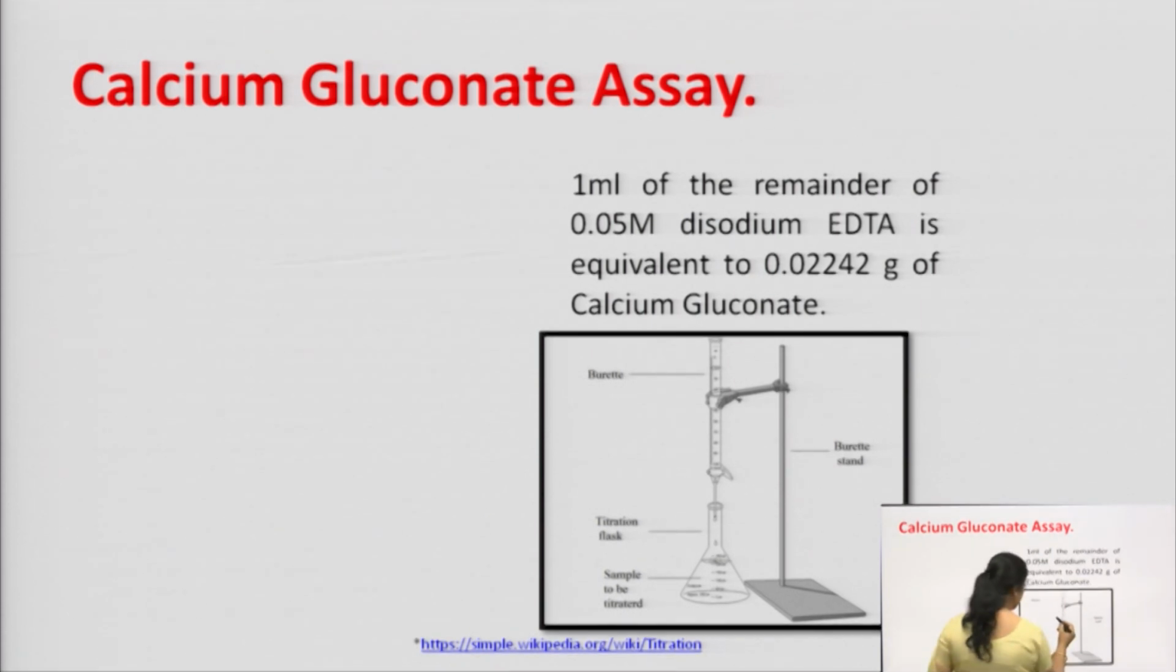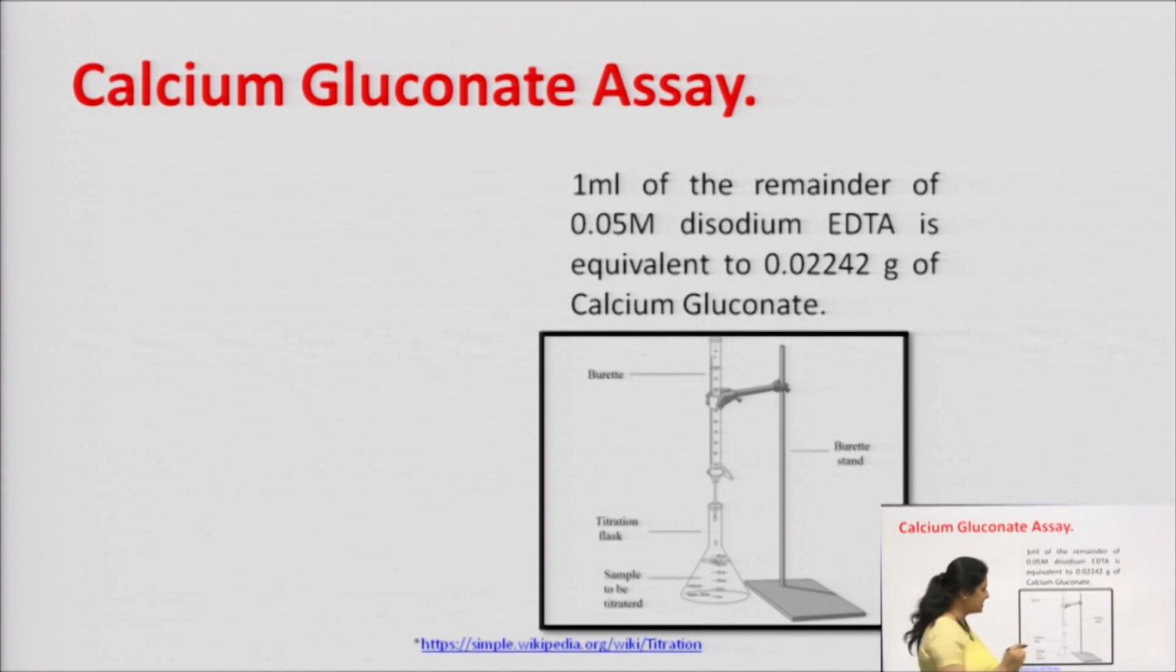You can have a look at the assembly here. This is a burette which is going to contain the titrant. The compound which needs to be titrated or determined is given in the flask beneath. This is a burette stand.